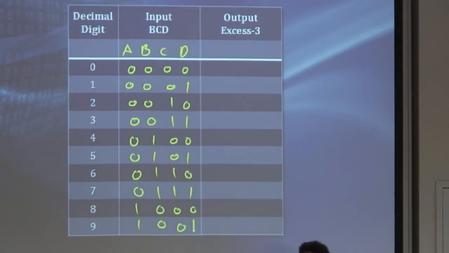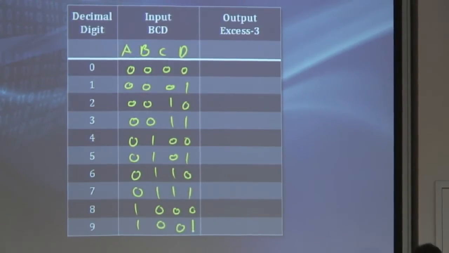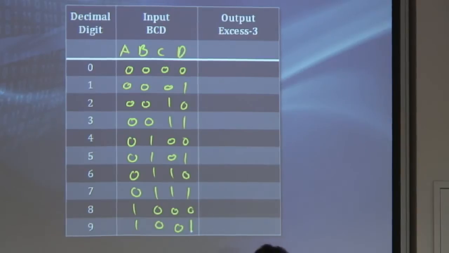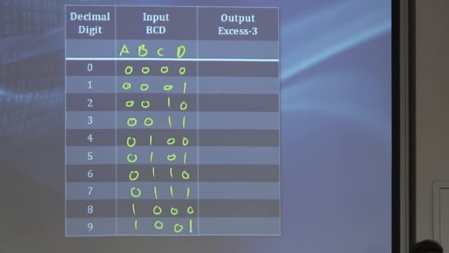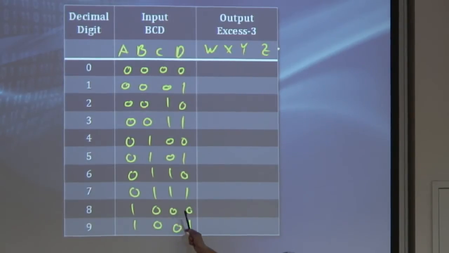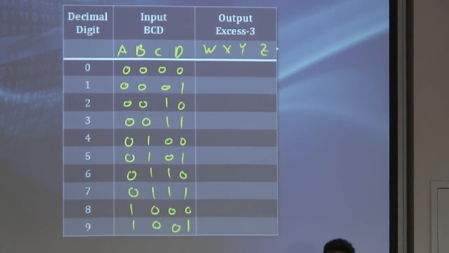We do need to have some sort of an output to the circuit. Now, given that XS3 codes are just those numbers here, plus 3, we can tell that those outputs are going to be 4 bits as well. So we will call them W, X, Y, Z. And now we have to find the mapping between the codes here to what the outputs are.